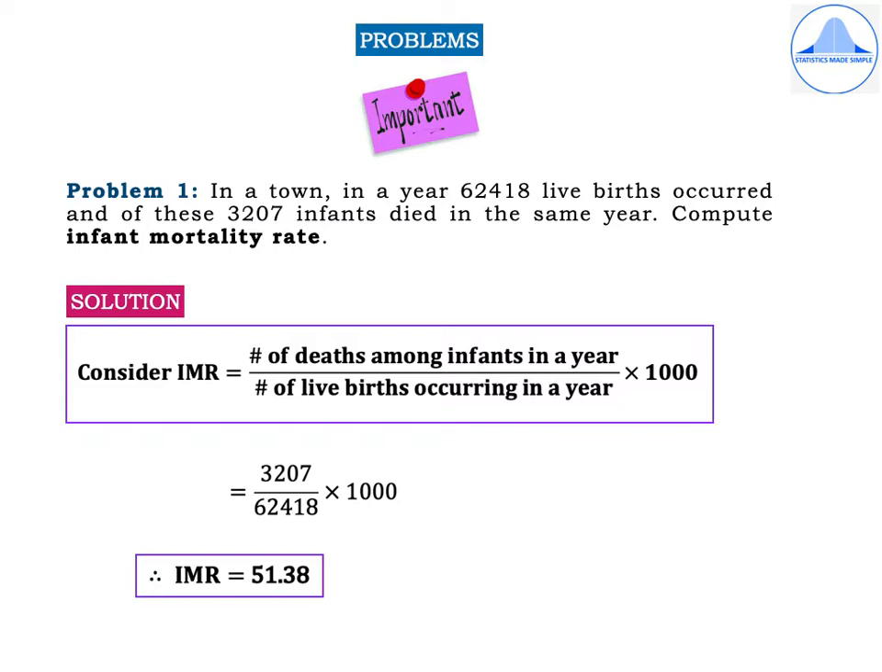So the formula will carry 1 mark, and next you substitute the values for the numerator and denominator, which is equal to 3207 divided by 62,418 into 1000. Therefore, IMR is equal to 51.38. Again here, take only 2 places after the decimal after rounding off for the final answer, and the final step carries 1 mark. So totally this is a 2 mark problem.